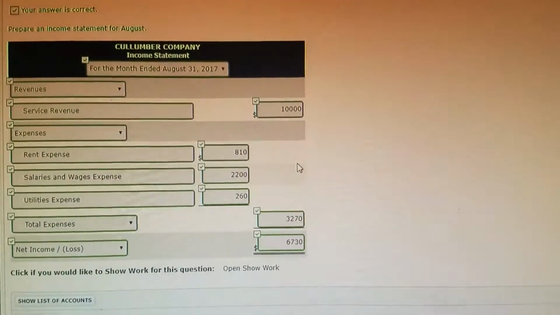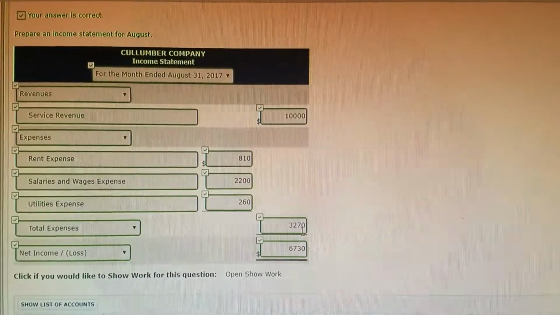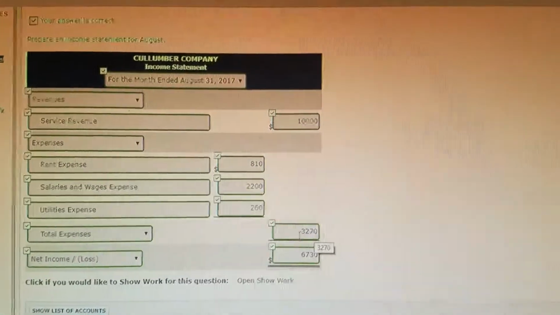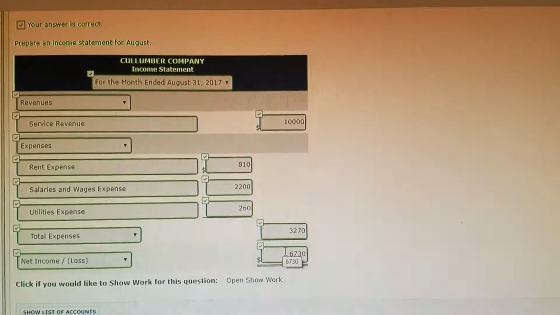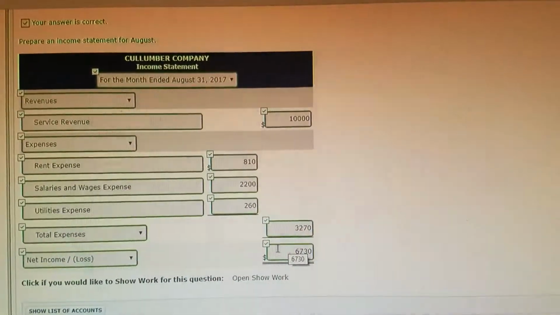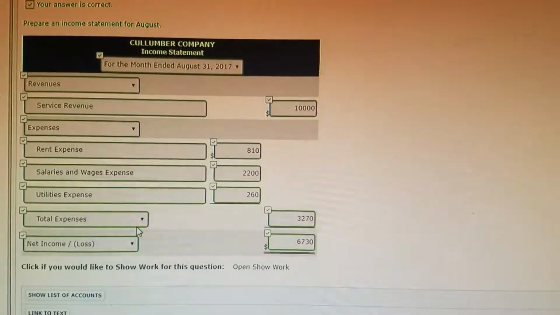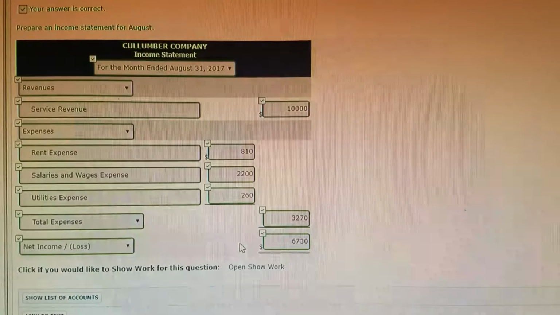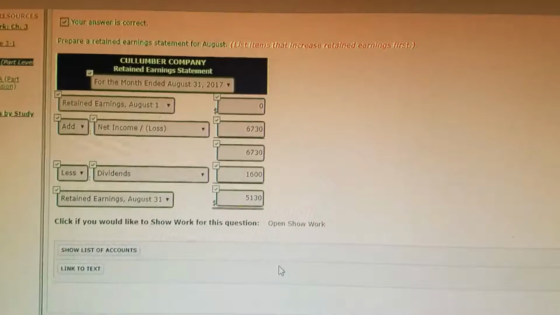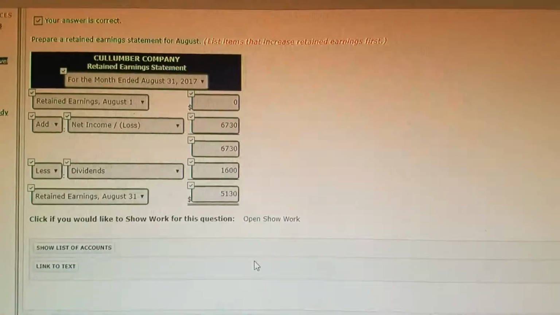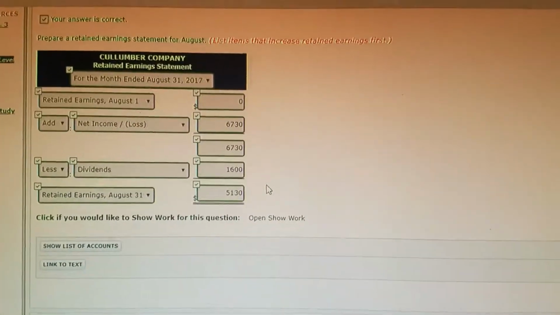So net income is our total revenue less our expenses from the company operations. In this case, we subtract from the initial $10,000 the $3,270, giving us a net income of $6,730, which means that our revenues have exceeded our expenses. Net income is a base for our next financial statement of the company, which is the retained earnings statement. This is part of the owners, the stockholders.